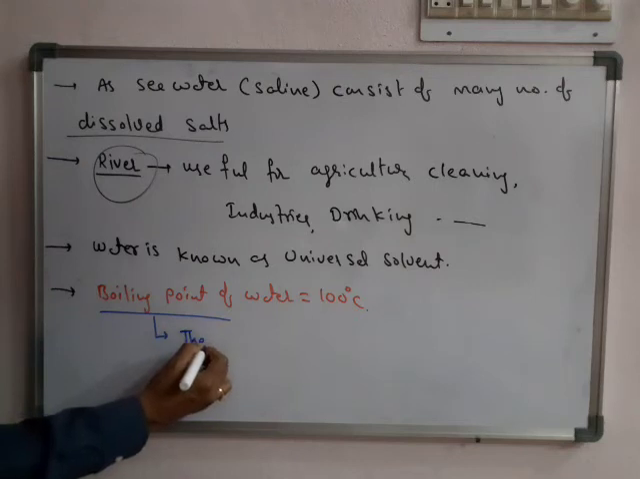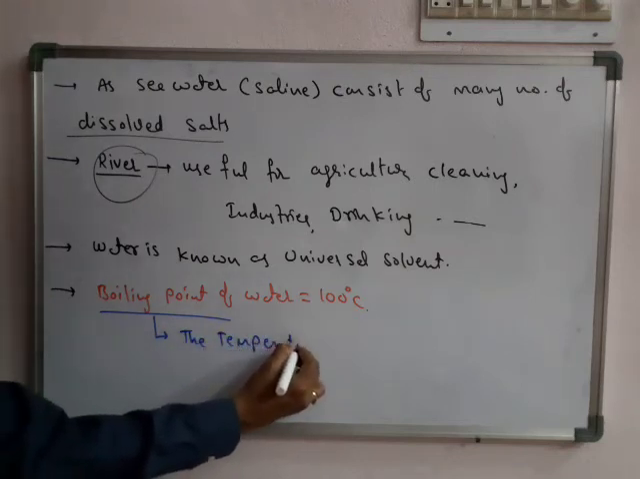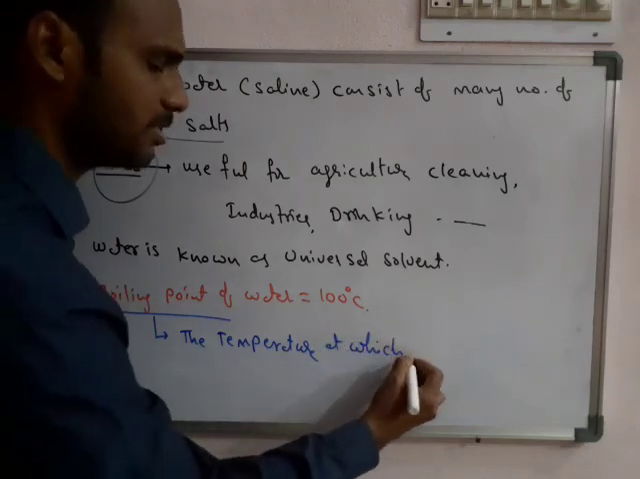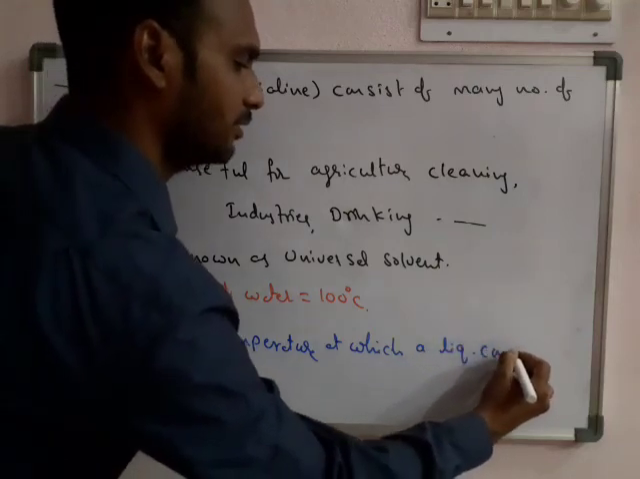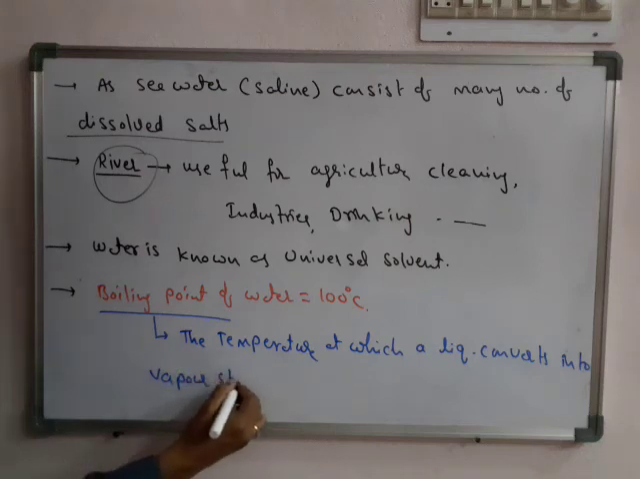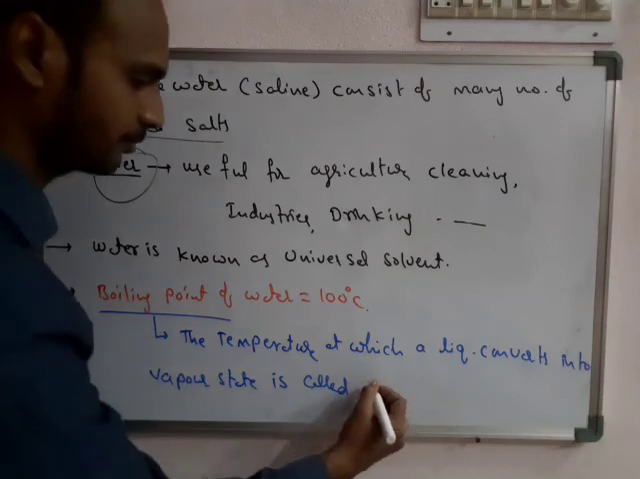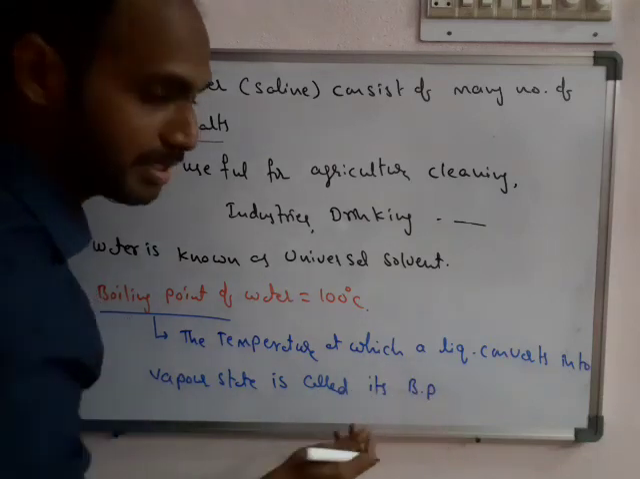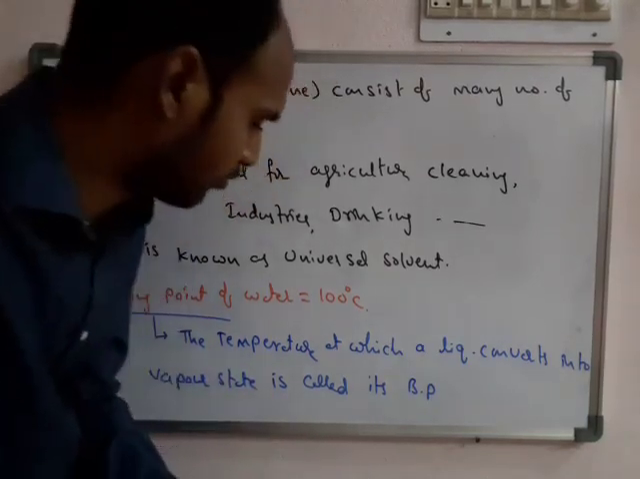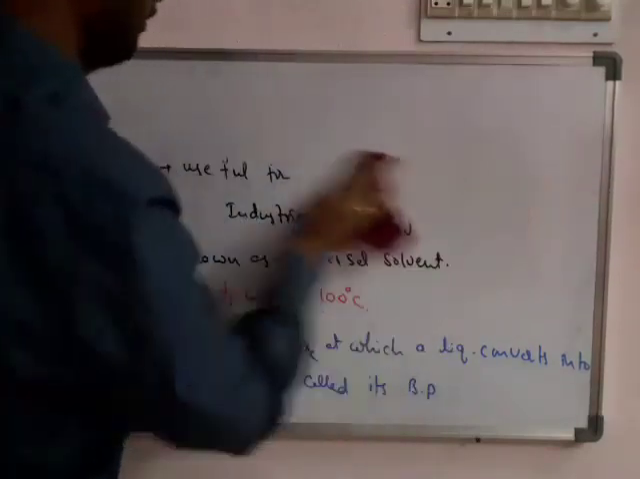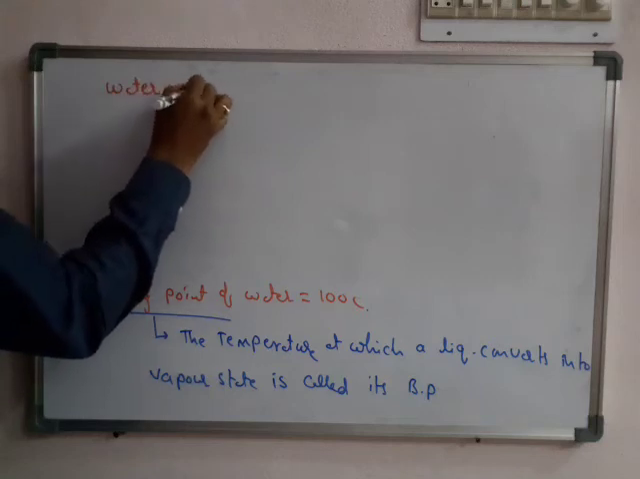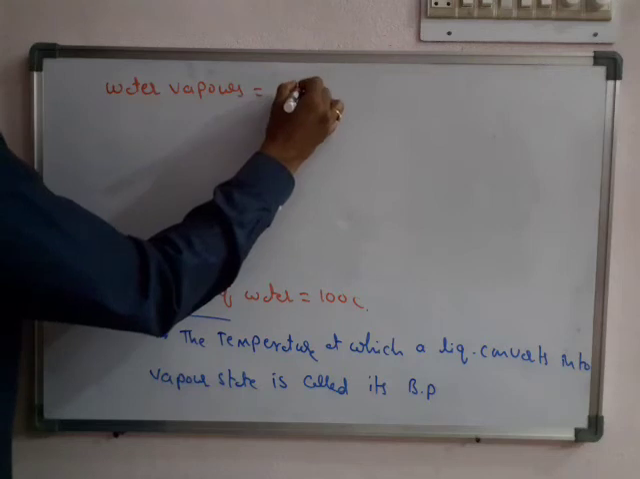Boiling point of a liquid is nothing but the temperature at which a liquid converts into vapor state, is called its BP. BP means boiling point. Water boiling point is 100 degrees Celsius. Above 100 degrees Celsius also it is present as water vapors only. So water vapors are separately known as steam.